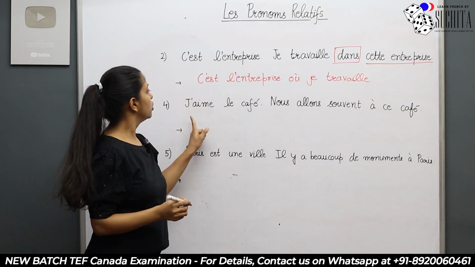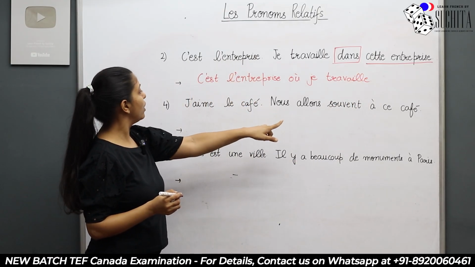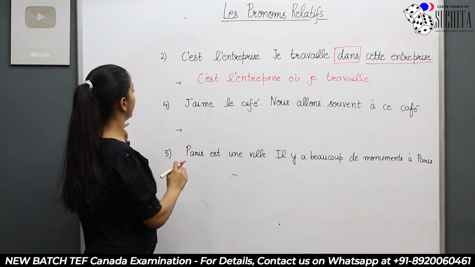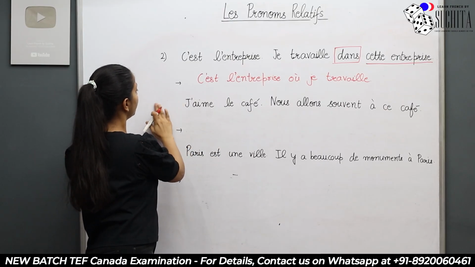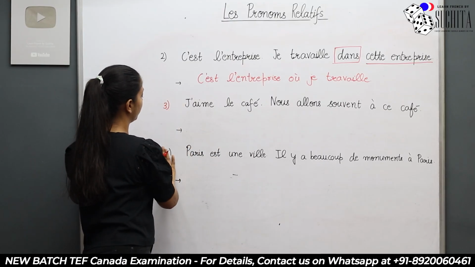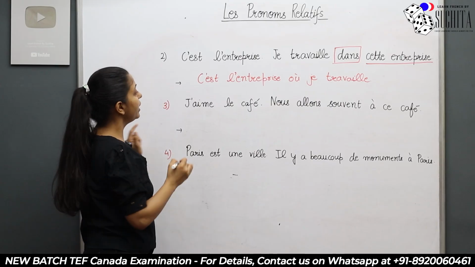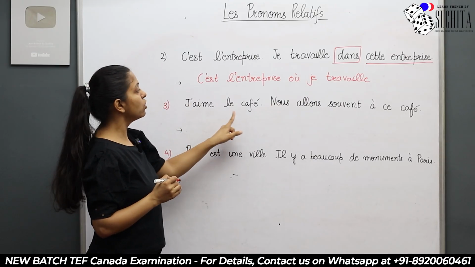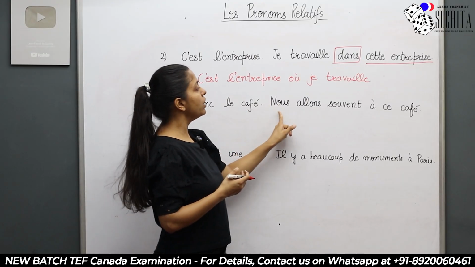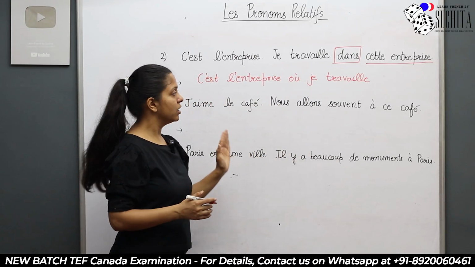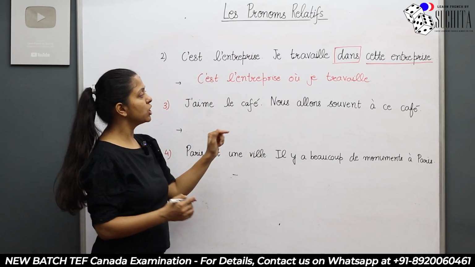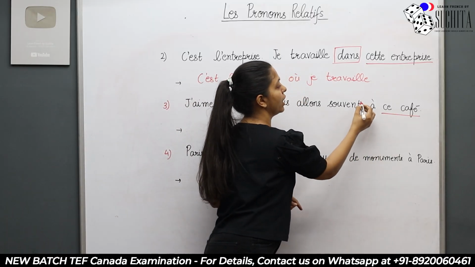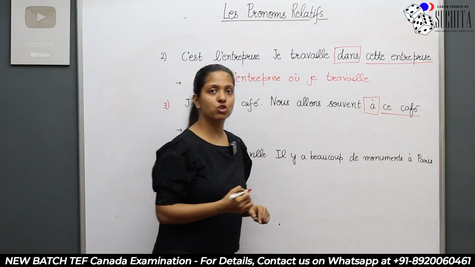The second one, j'aime le café, nous allons souvent à ce café. Actually, this would be the third one, and this is going to be the fourth one. Right? So, j'aime le café. Nous allons souvent à ce café. I like the cafeteria. We often go to this cafeteria. The repetition is ce café, and before that you have the preposition à.